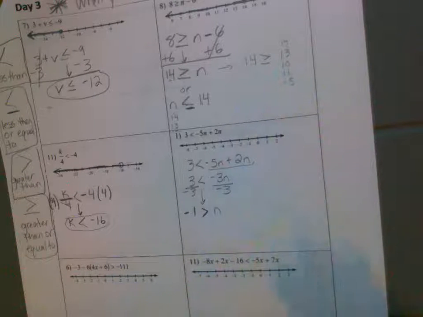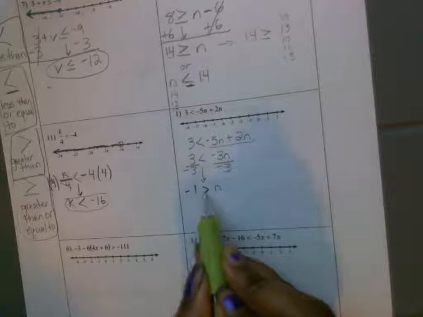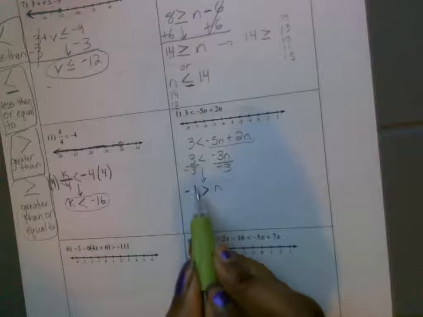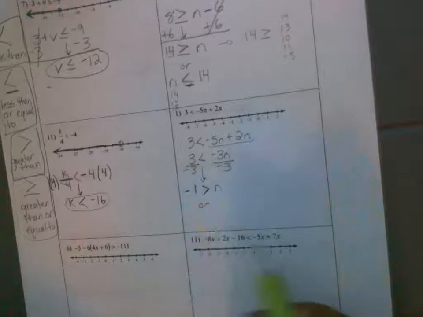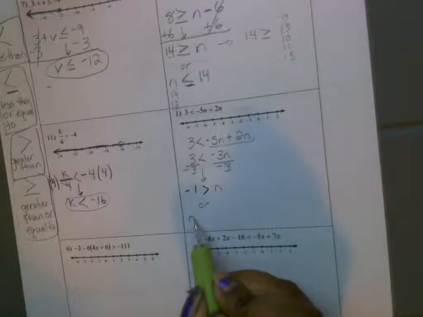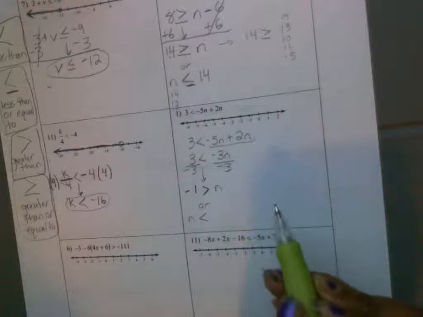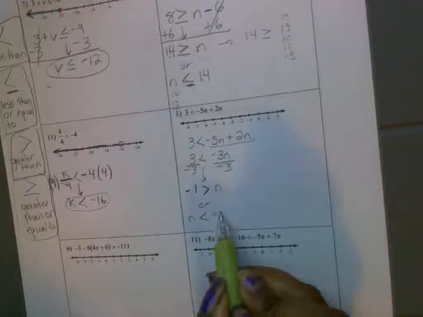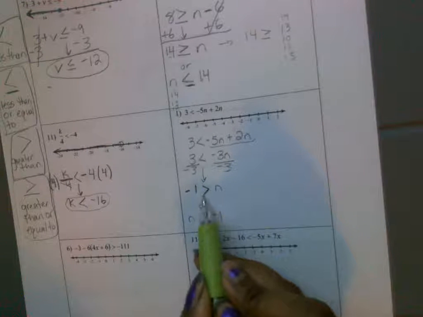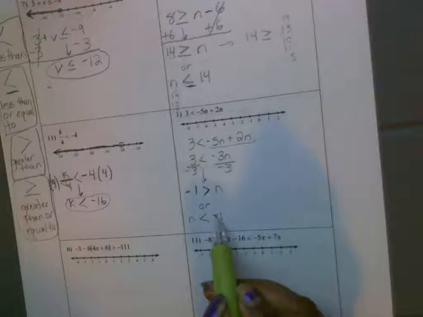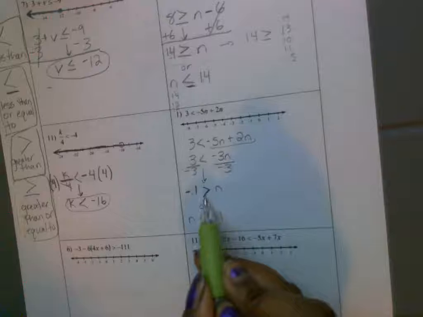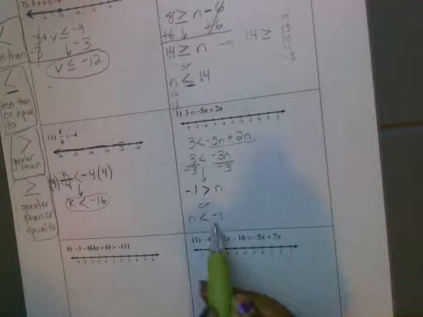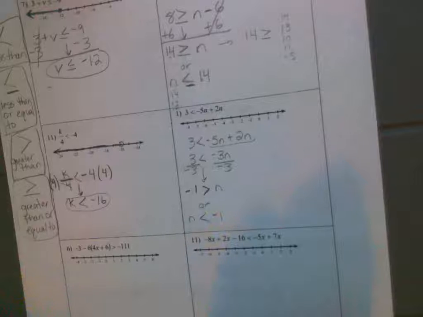Again, remember the negative 1 is greater. The mouth is open to the negative 1. The negative 1 is greater than all of your values. So another way to write this is that n is smaller than negative 1. Still, you see, the mouth is still open to the negative 1. So negative 1 is greater here because the mouth is open to negative 1. And negative 1 is greater here because the mouth is still open to negative 1. Questions about this?